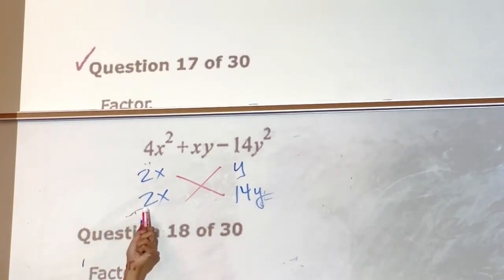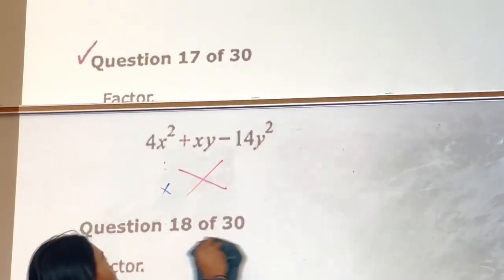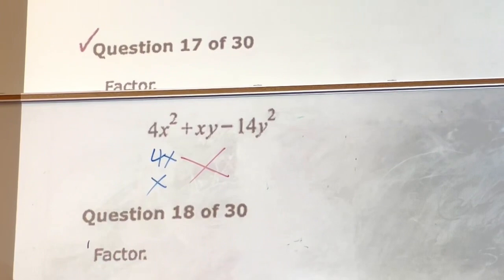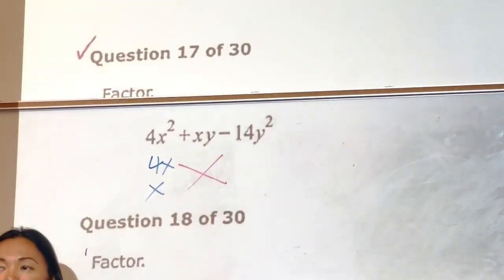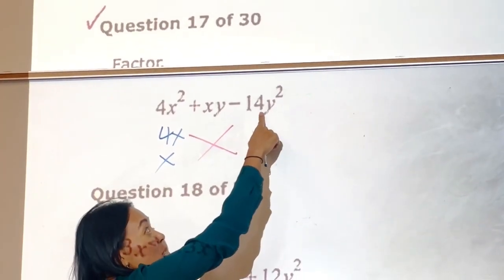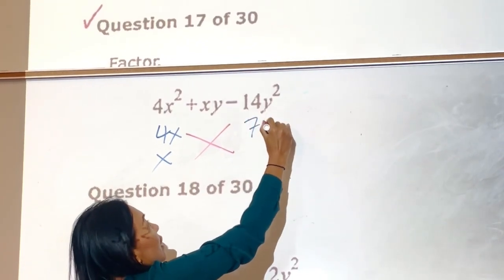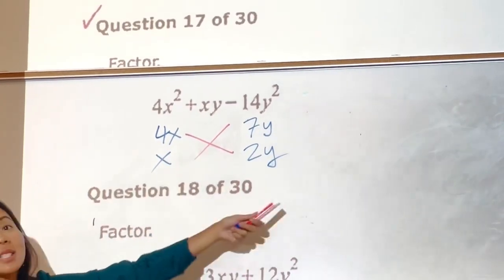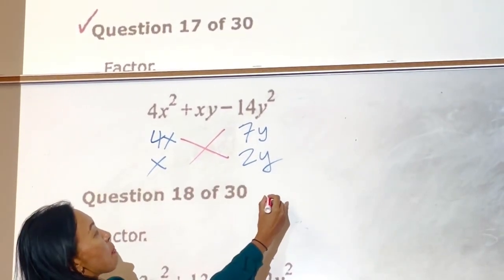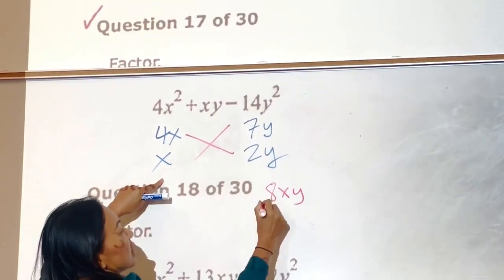What other things can I multiply to give me 4x squared? Right, 4x and x. So 4x and x. So let's try it again. What were two numbers that multiplied to give me 14y squared? 7 and 2. Cross multiply. And when you cross multiply, what do we get? 8xy. And then this way, 7xy.